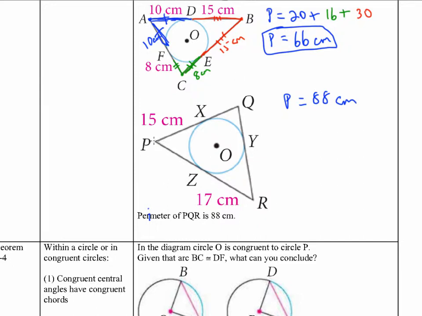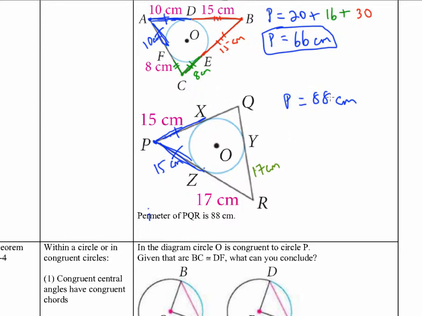Alright, so let's do what we did before. So P, well, I know that here's a tangent segment PX, and tangent segment PZ. They're both coming from this point P, so they're going to be congruent to each other. So this is going to be 15 centimeters. RZ and RY are tangents, so this is going to be 17. But we're stuck now. We don't have that other piece.